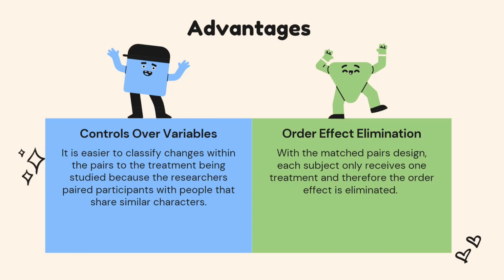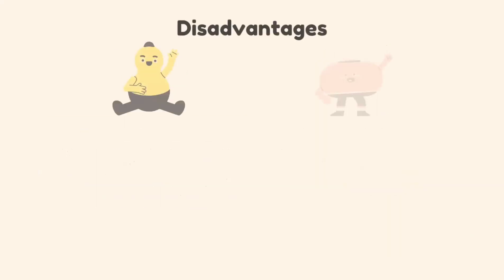The second advantage is order effect elimination. For those of you that don't know, order effect refers to any differences in participant responses as a result of the order in which experimental materials are presented to them. With the matched pairs design, each subject only receives one treatment and therefore the order effect is eliminated. I will go to the next slide.